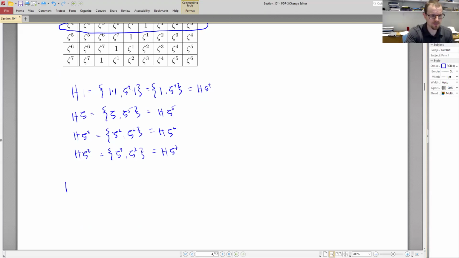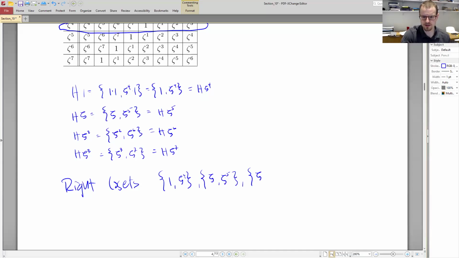So our right cosets are exactly these sets: 1 and zeta to the 4th, zeta and zeta to the 5th, zeta squared and zeta to the 6th, zeta cubed and zeta to the 7th. So those are our right cosets.